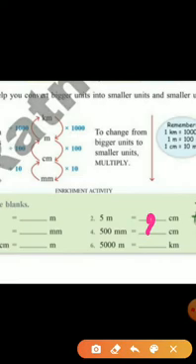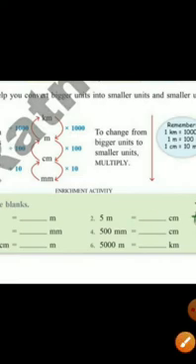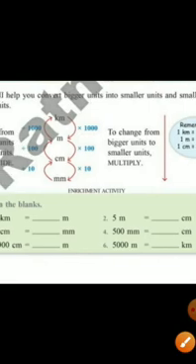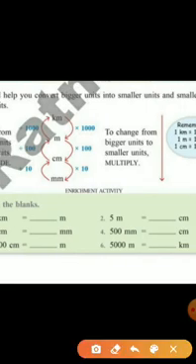So when we go from smaller unit to bigger, we need to divide, right? So here you can see, when we go from millimeter to centimeter, we divide by 10. So 500 millimeter is equal to 500 divided by 10. It will be 50 centimeter. 1 zero will get cancelled, so the answer will be 50.